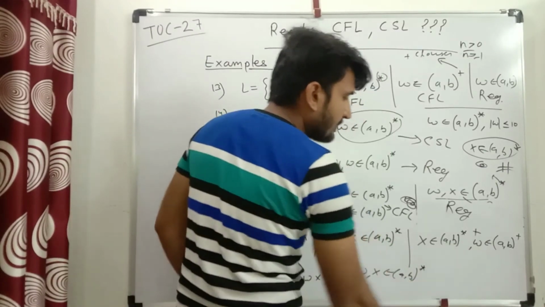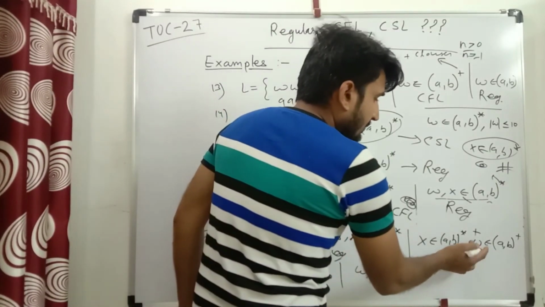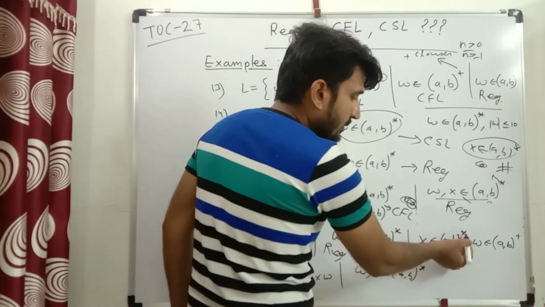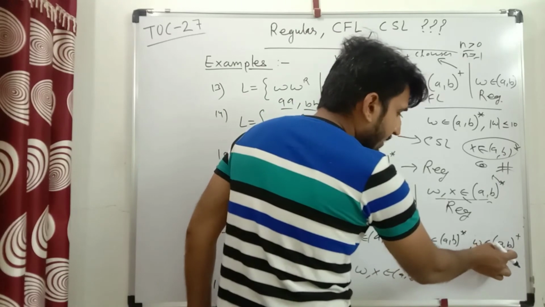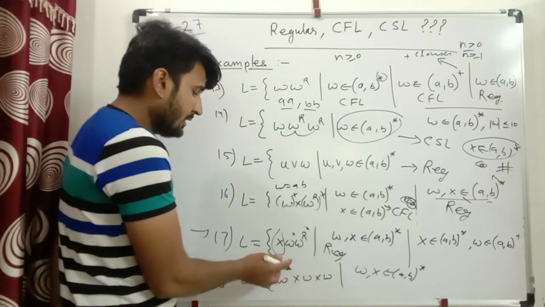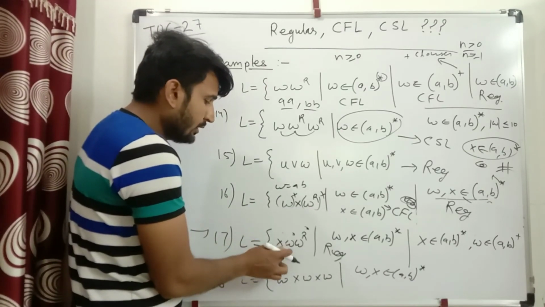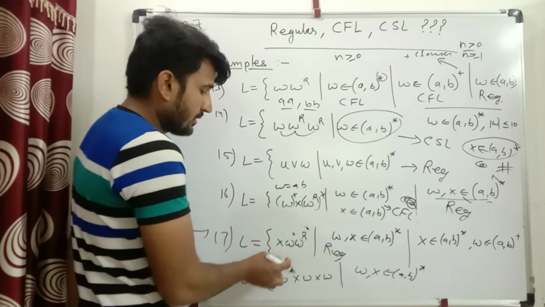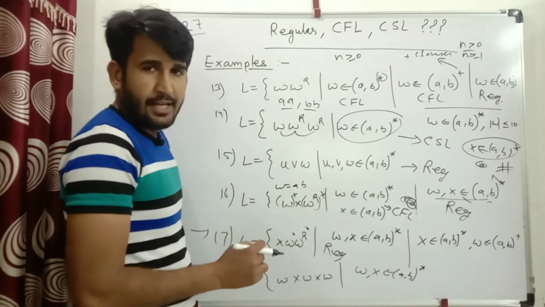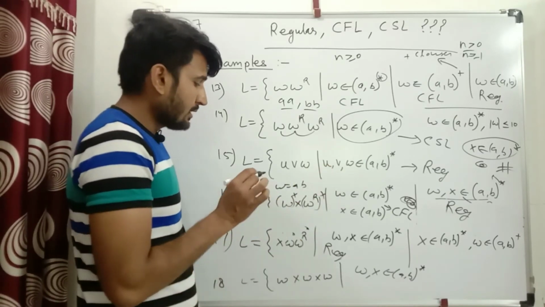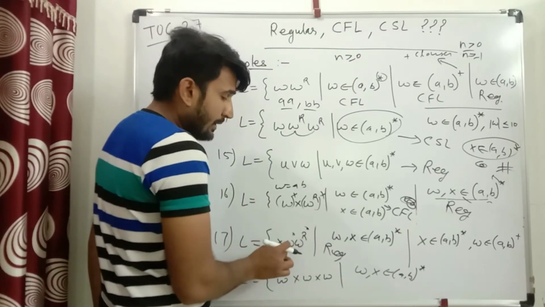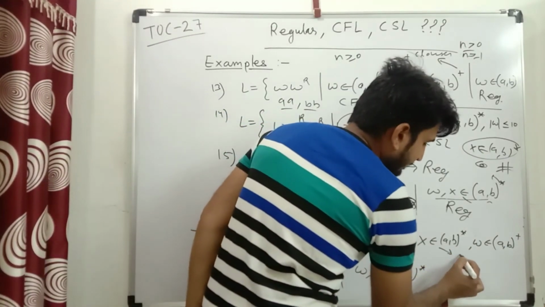Now take this. X belongs to {a, b} whole star and W belongs to {a, b} plus. It is positive closure. Here we can't make W equal to 0, so there will be a comparison. At least one length string will be there. Positive closure means at least one length string will be there. So the comparison will be there. So it is CFL.